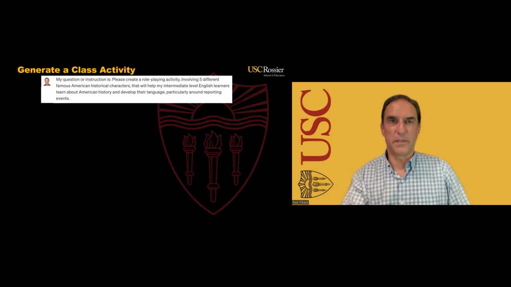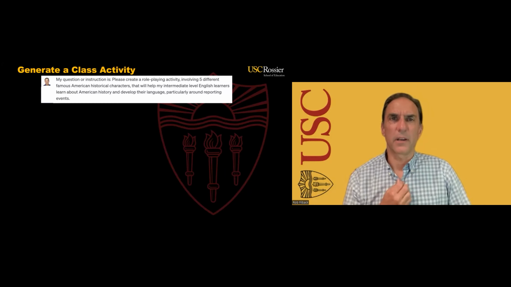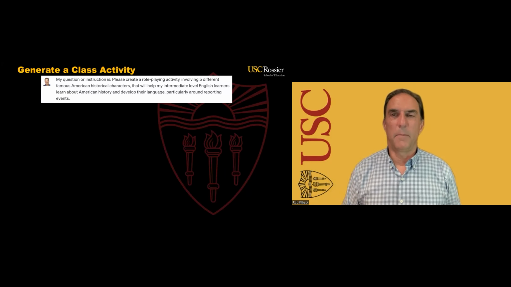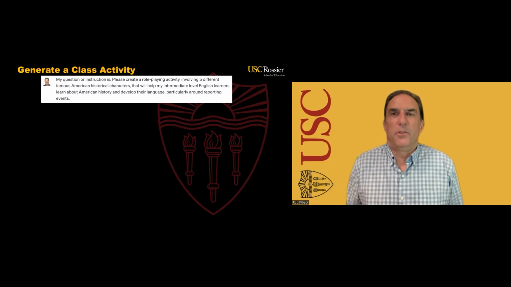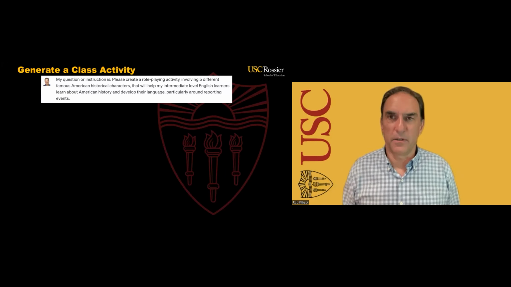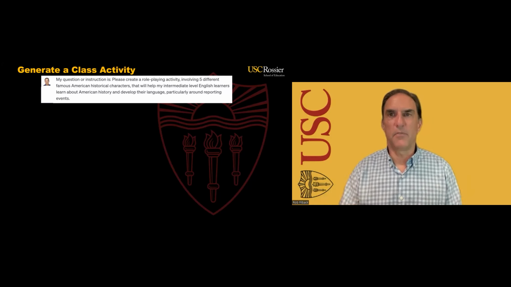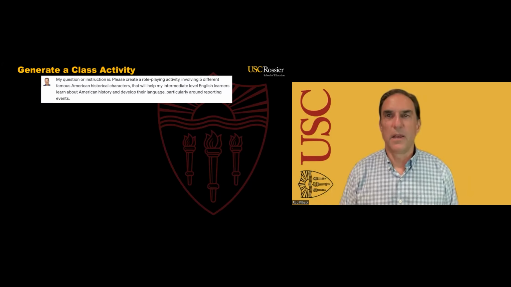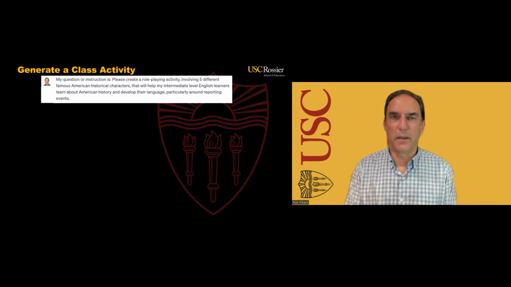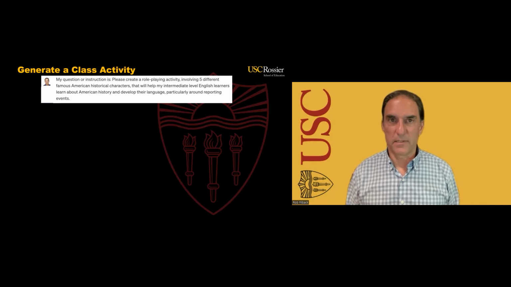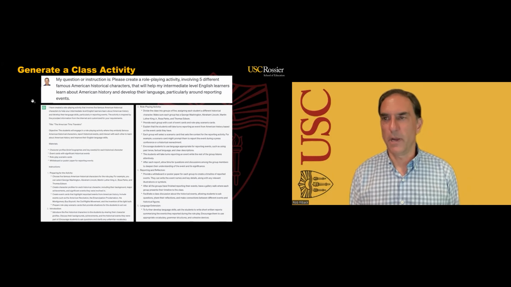But here's the fundamental thing. I said, look, I'm a teacher. I need a role-playing activity. Maybe my unit right now is about historical characters. So I want a role-playing activity that I can give my students in groups. Give me five famous American characters. It's got to help my intermediate level learners. And I particularly want them to focus on reporting events. Well, what did it give me? And this is where it kind of starts to blow your mind. Here's the activity that it created.